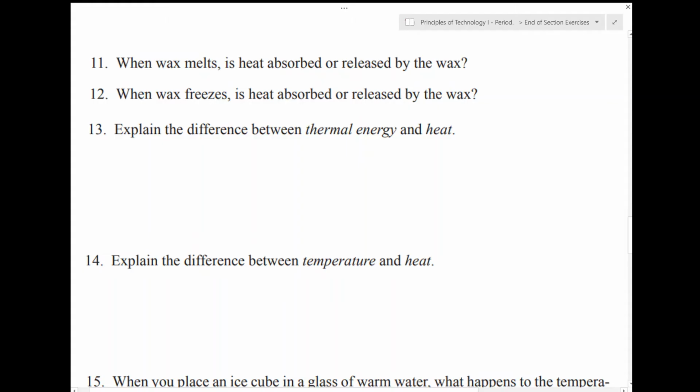Number 13, explain the difference between thermal energy and heat. Thermal energy is a measure of the total kinetic energy that all particles of an object possess. Heat is how much energy flows from one object to another object because of a temperature difference.